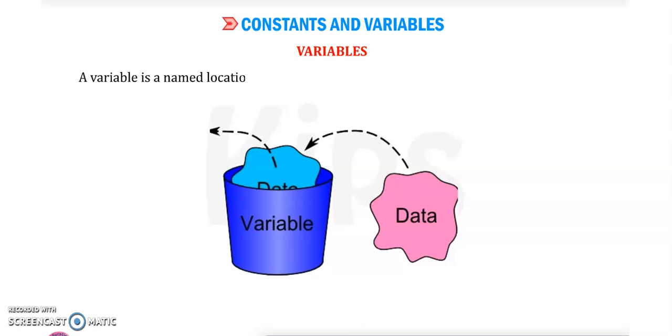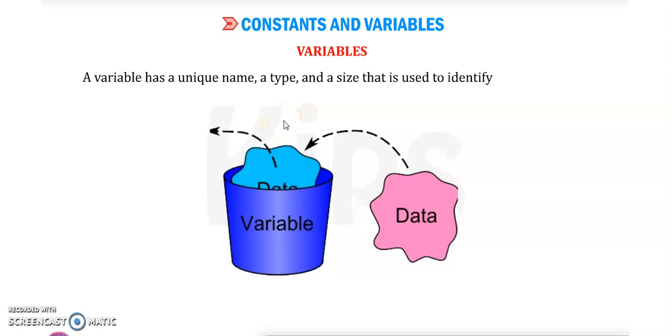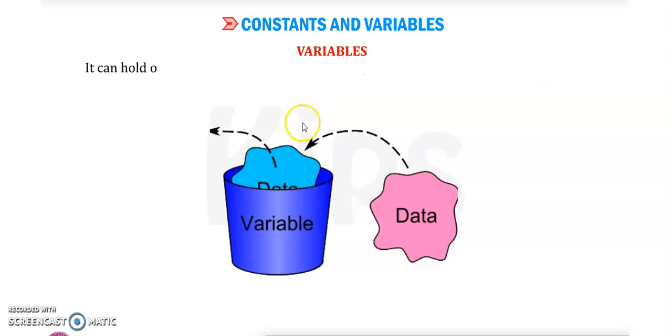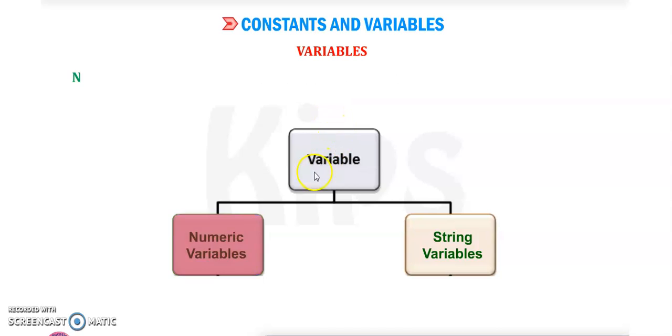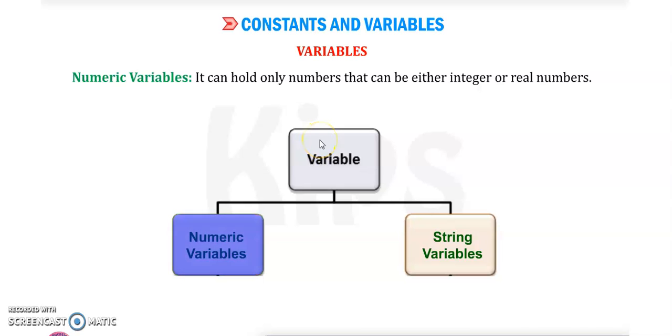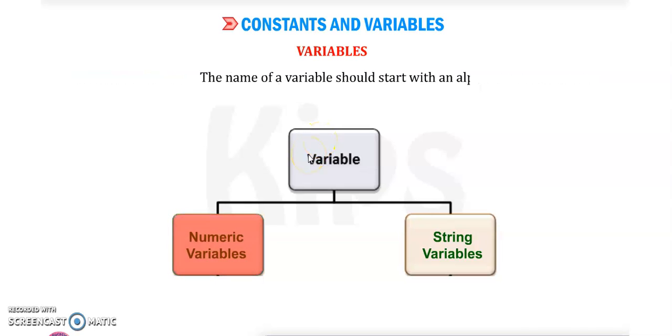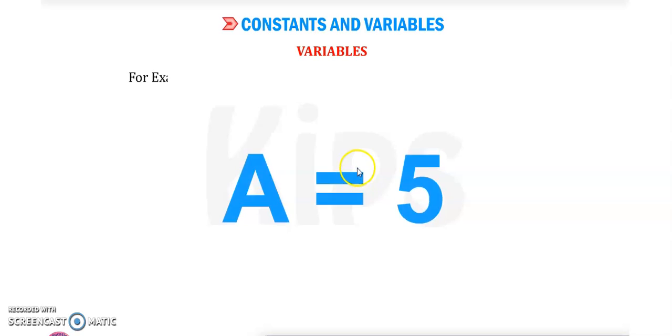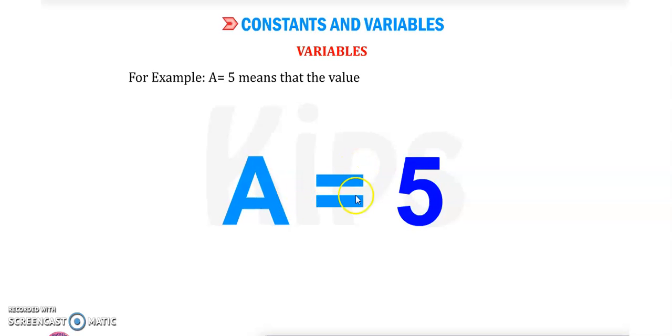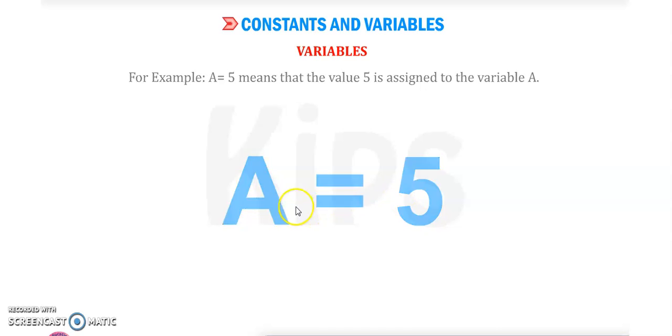Next is variable. A variable is a named location in the memory of the computer that stores data temporarily. A variable has a unique name, type and a size that is used to identify it in a program. It can hold one data at a time and can accept different values during the execution of the program. Variables are of two types. Numeric variables can hold only numbers that can be either integer or real numbers. The name of a variable should start with an alphabet. It can consist of alphabets, digits and underscore also. For example, a equals 5 means that the value 5 is assigned to the variable a.